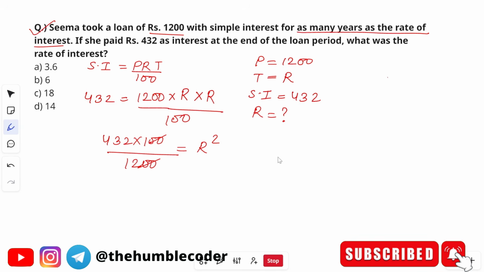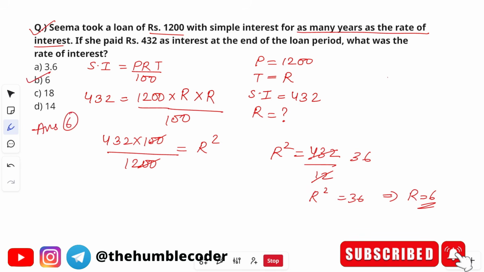Then I will be left with R square is equal to 432 divided by 12. When I cancel this, it becomes 36. So R square is equal to 36, which means R will be 6. So the rate value that we will have is 6, which is option number B in this case. So the correct answer for this question will be option number B, which is 6.